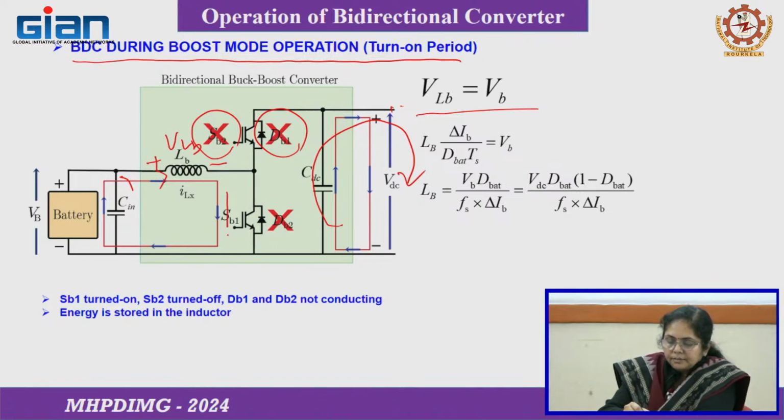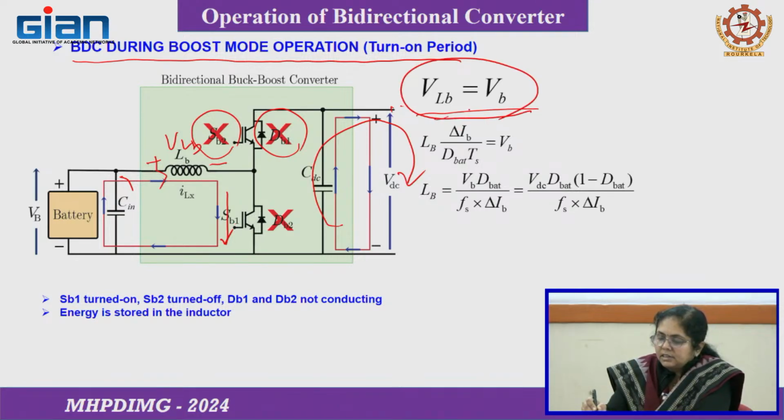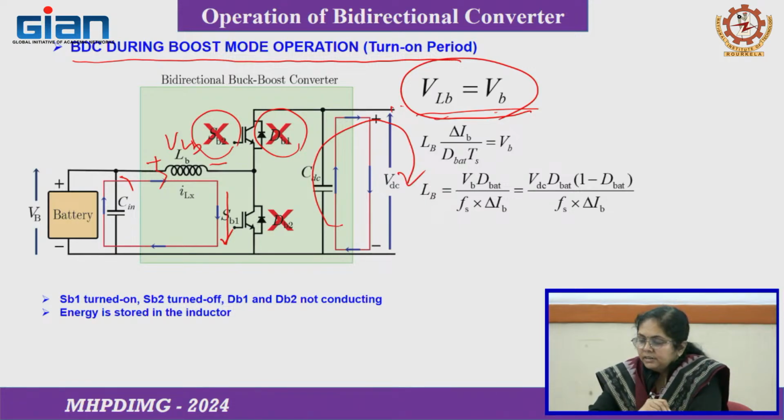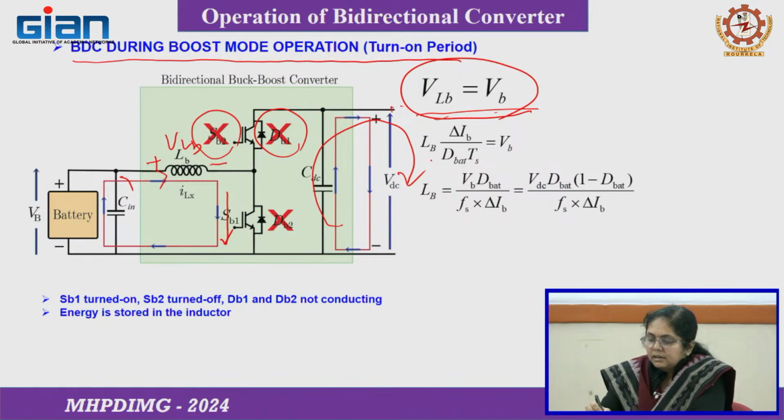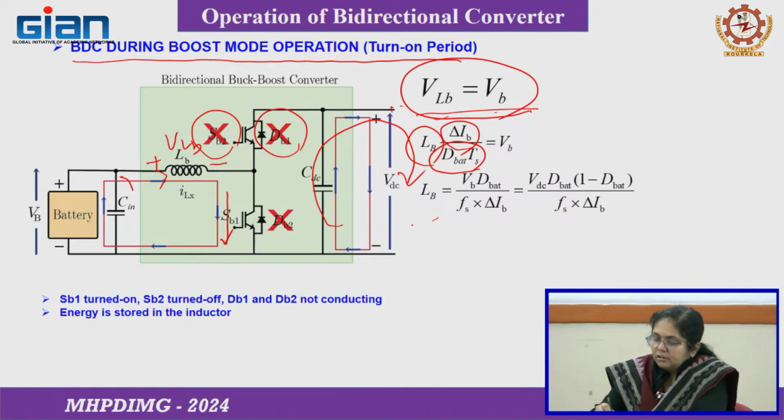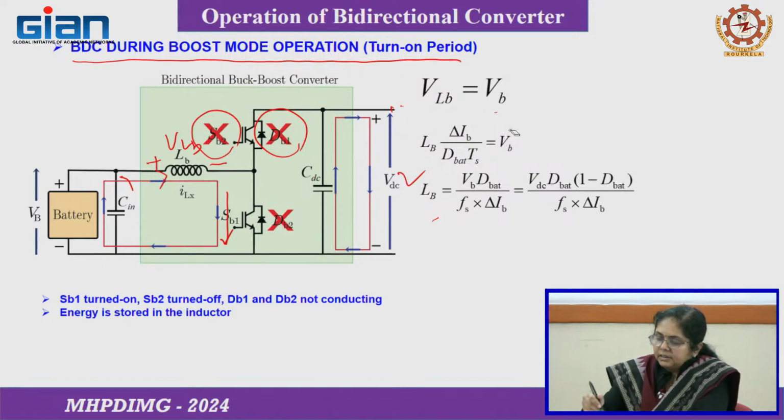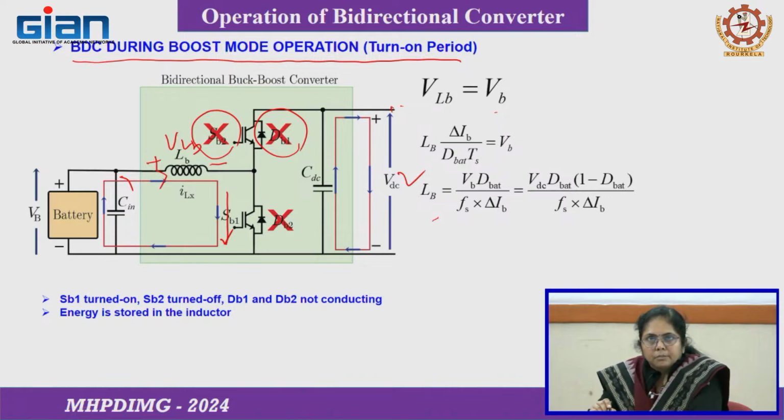The switch is on. So, what is the equation? The voltage across the inductor is equal to the battery voltage. And what is the voltage across the inductor? It is L di by dt. So using that you can write LB into di, where di is the current ripple ΔIB, and dt is the on time of the switch, into the time period. Using that you can find out the corresponding inductance value, or the filter inductor, of this bidirectional converter operating in boost mode.